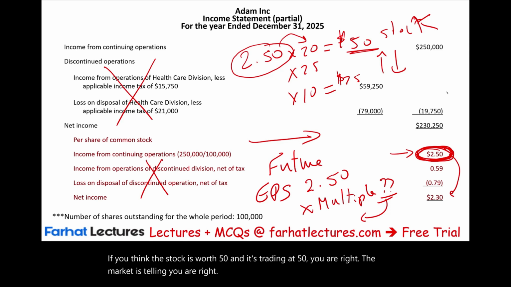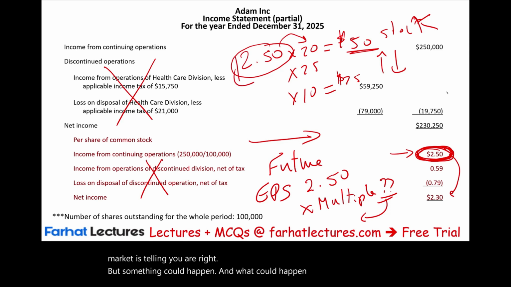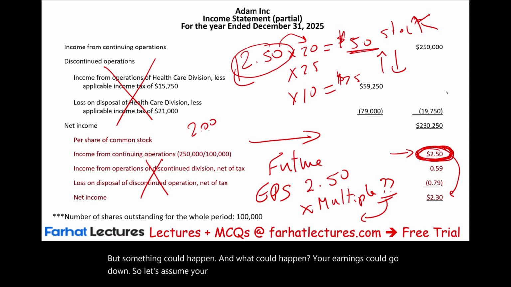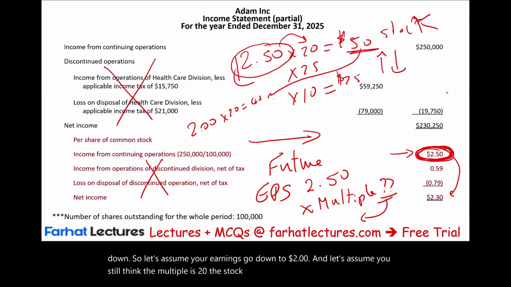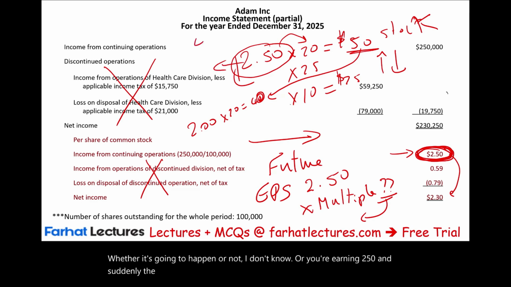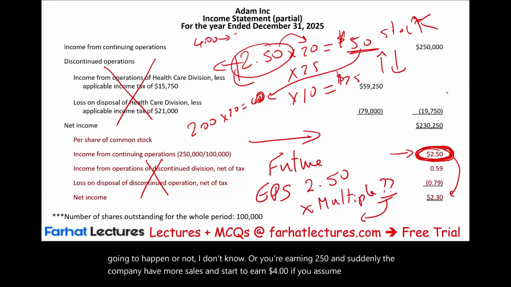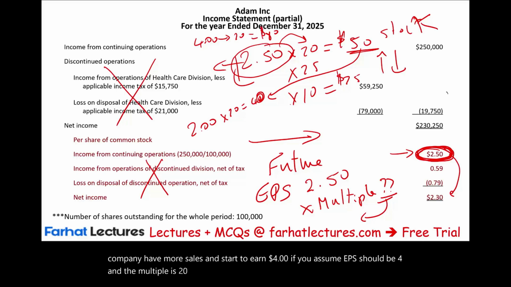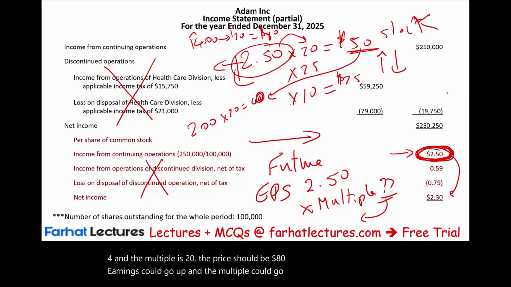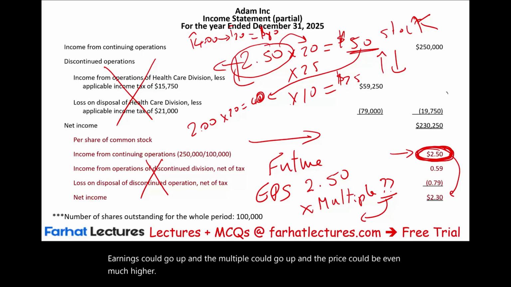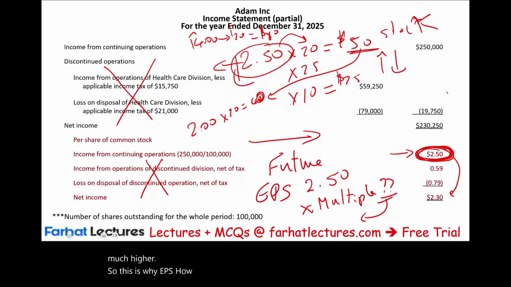But something could happen, and what could happen? Your earnings could go down. So let's assume your earnings go down to $2, and let's assume you still think the multiple is 20. The stock should drop down to 40. Should. Whether it's going to happen or not, I don't know. Or you're earning $2.50 and suddenly the company has more sales and starts to earn $4. If you assume EPS should be 4 and the multiple is 20, the price should be $80. Earnings could go up and the multiple could go up and the price could be even much higher. So this is how EPS is used in the real world.